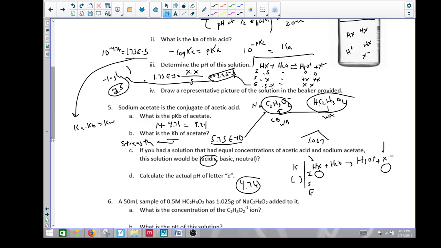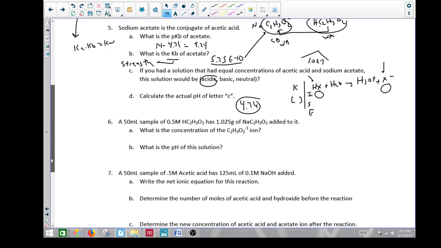And of course, the pOH at that position would be 9.24. All right, next. It says we have a 50 milliliter sample of 0.5 molar acetic acid, and 1.25 grams of sodium acetate added to it. What's the concentration of the acetate ion?